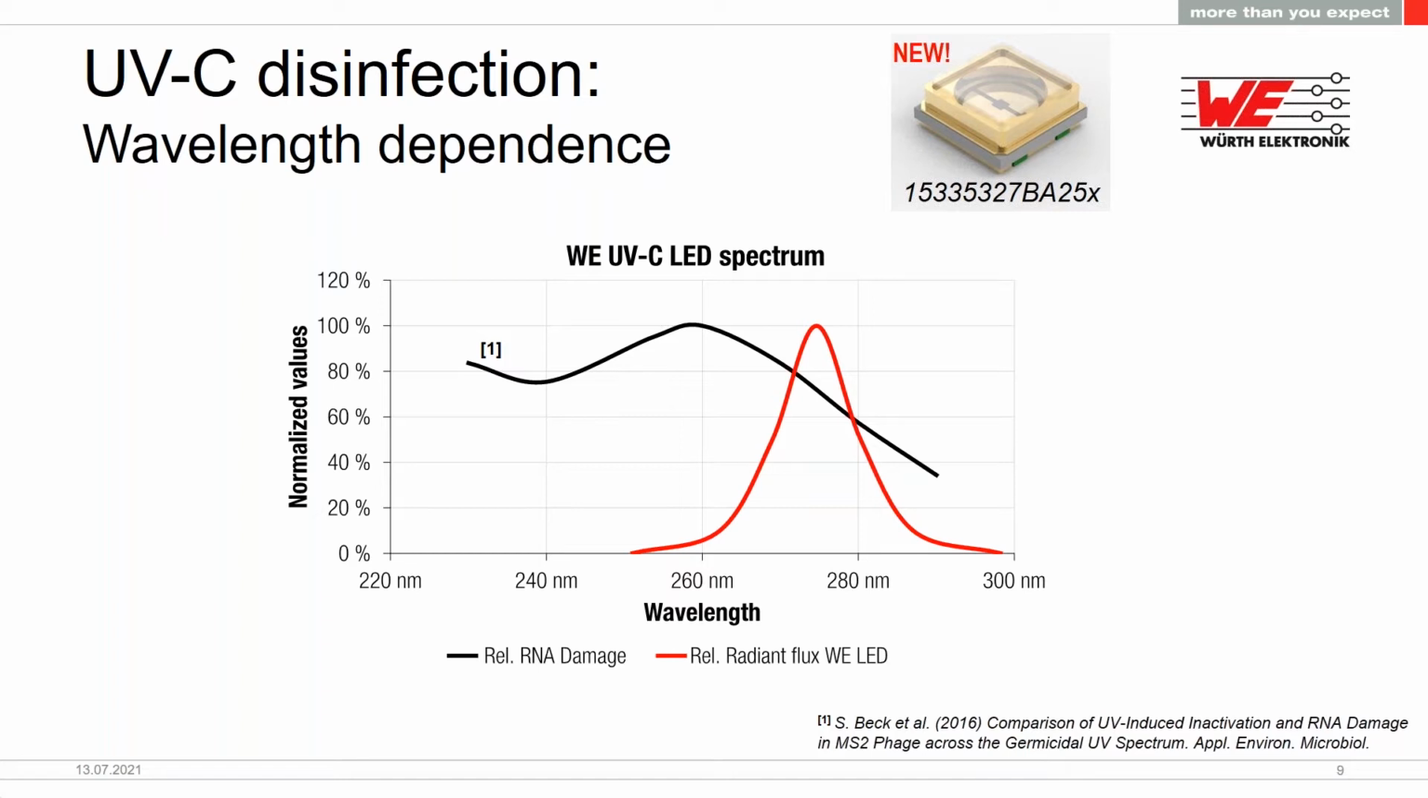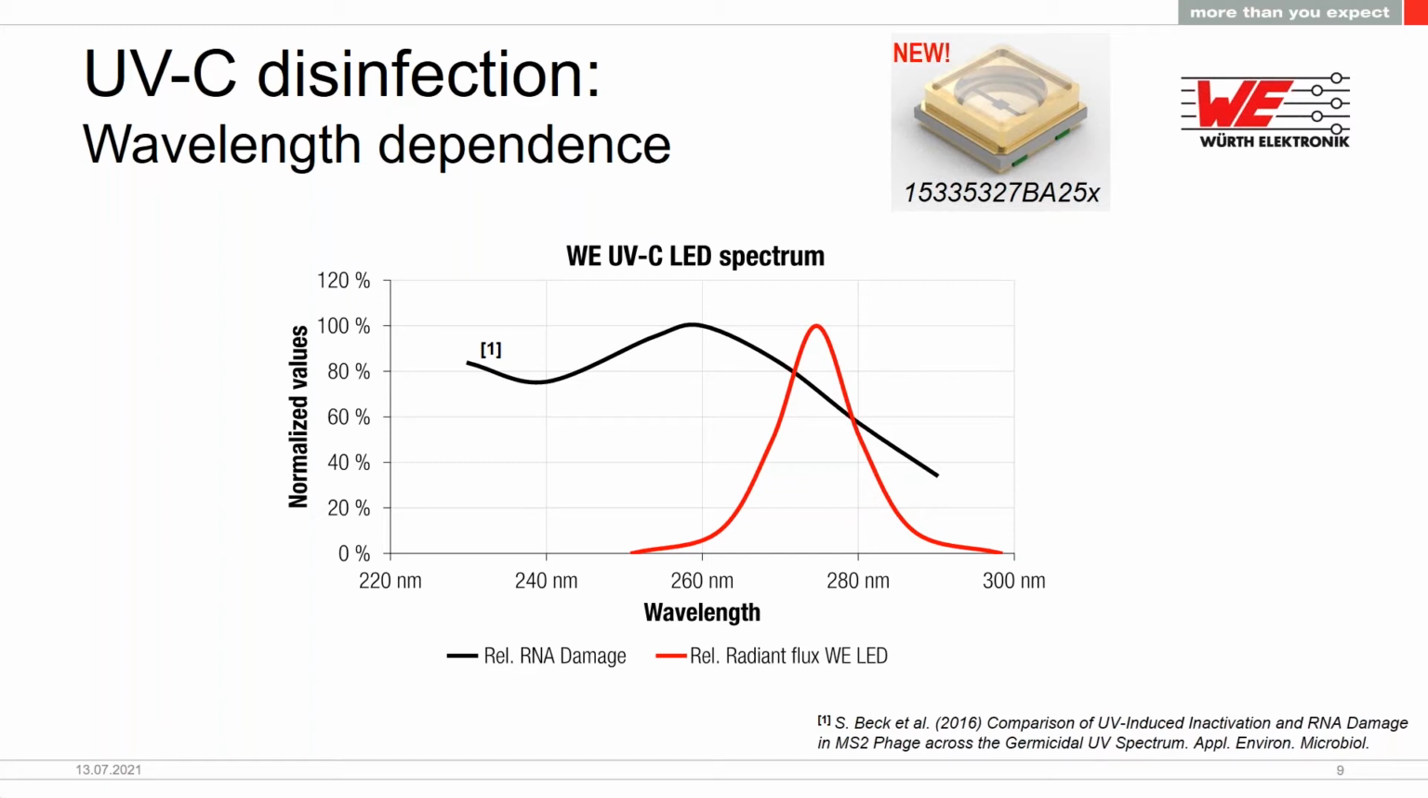So for your reference, I also put in the spectrum of our 275 nanometer UVC LED. And what you can see is that there is some overlap between the RNA damage curve and the spectrum. But the wavelength of our LED is not ideal. So of course it would be better if we have 260 nanometers as a peak wavelength. Well, but it's not as simple as this.